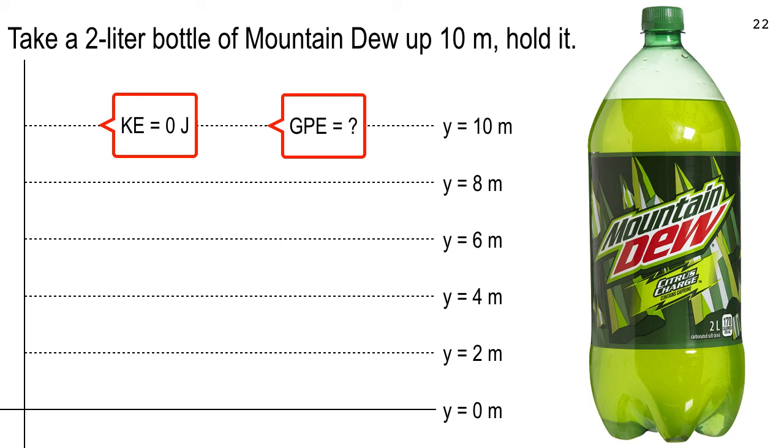All right, so 2 kilograms times 10 meters times 9.8. All right, so let's figure that out.